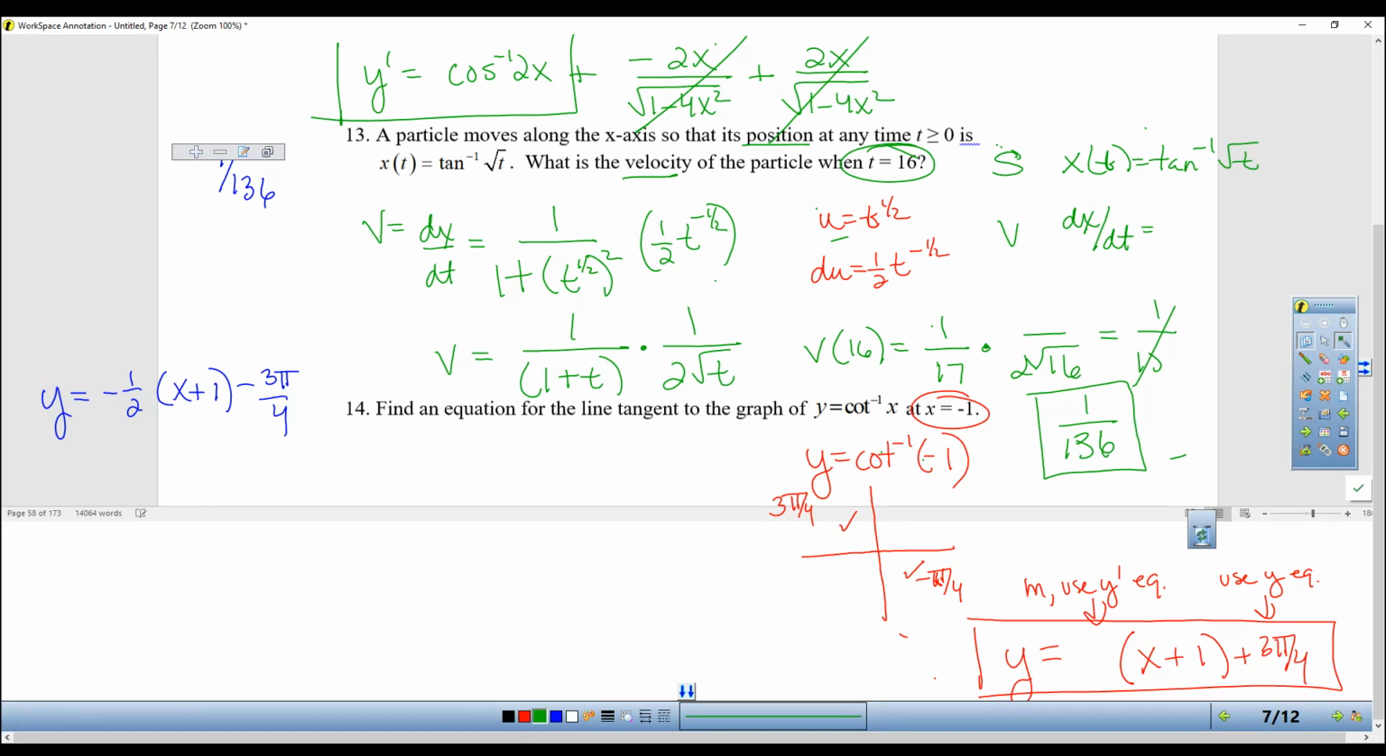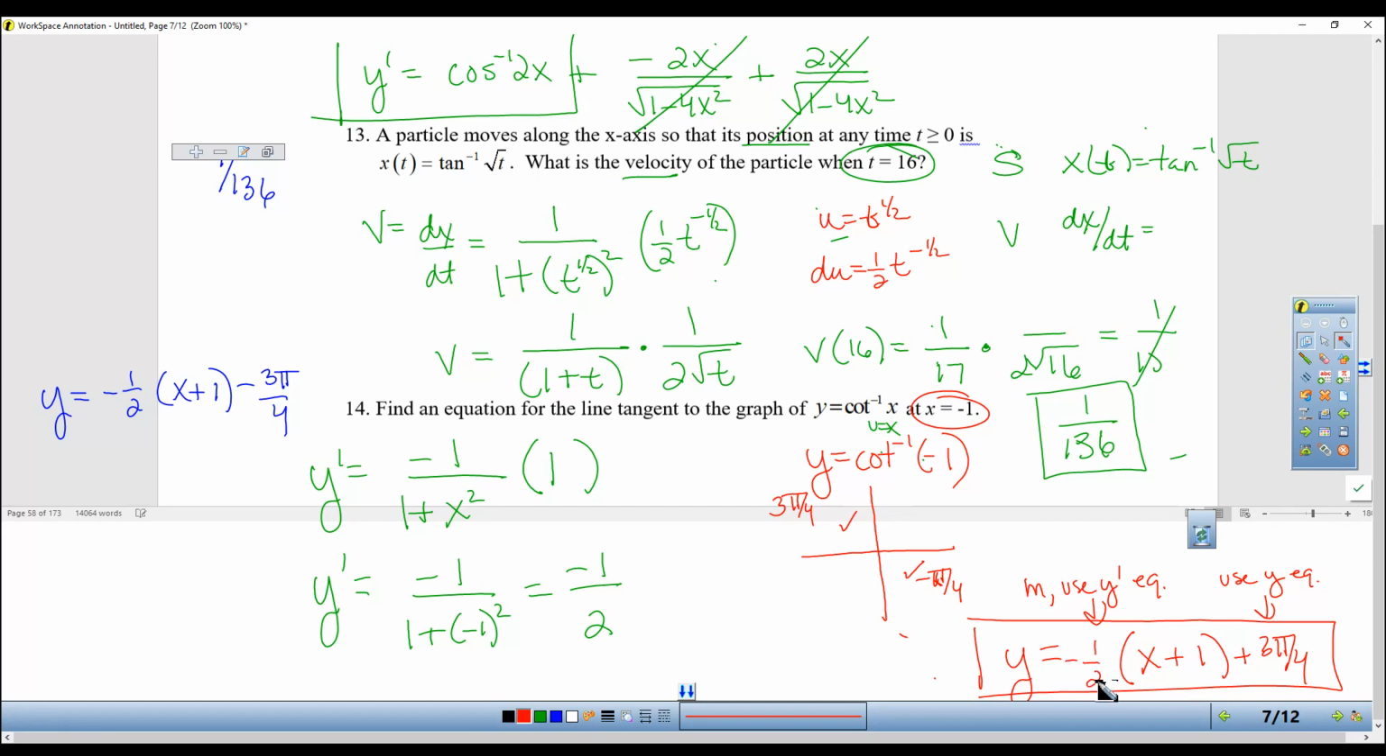The easier part is going to be doing the slope. So y prime is -1 over 1 plus u squared, where u is just x in this case, times the derivative of u, which is just 1. So y prime is equal to -1 over 1 plus (-1) squared, which is -1/2. I put that right in here, and I have an equation.